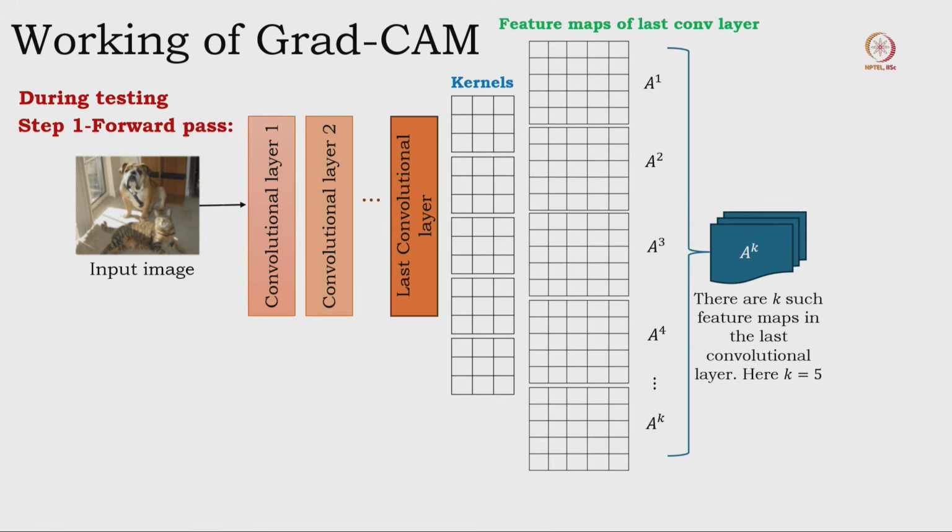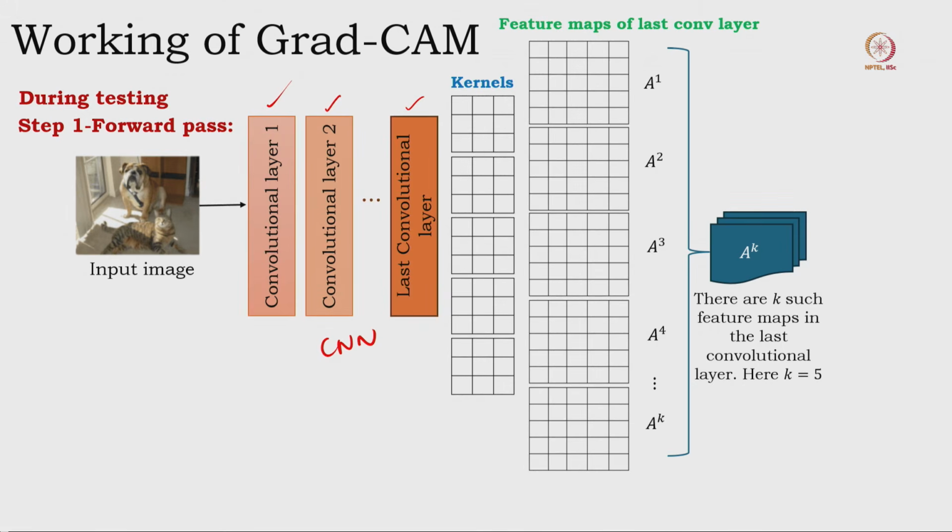So this is the working mechanism. The CNN model is well trained. Now, to that well trained CNN model, you are passing an image during the testing phase. Let us look into the forward pass. Let us assume this is an input image that you are passing into the CNN model. It first goes into the first convolutional layer, then the second convolutional layer, and it reaches the last convolutional layer.